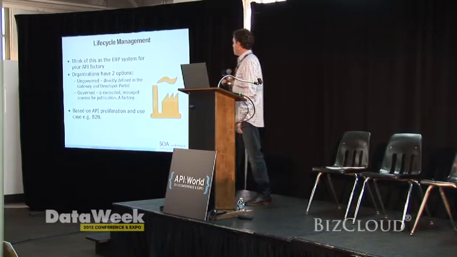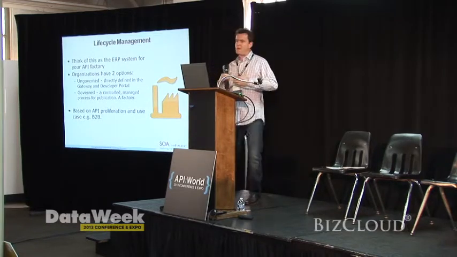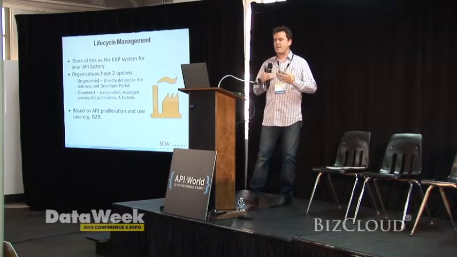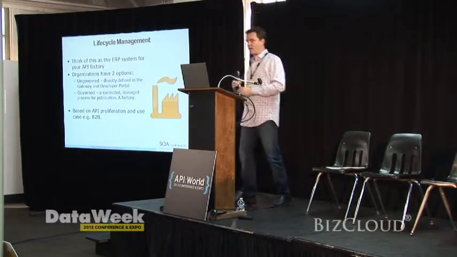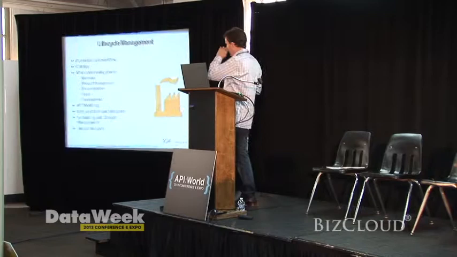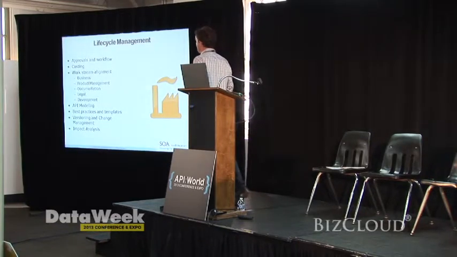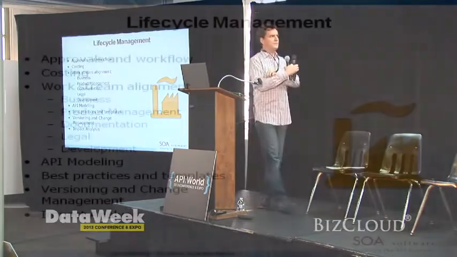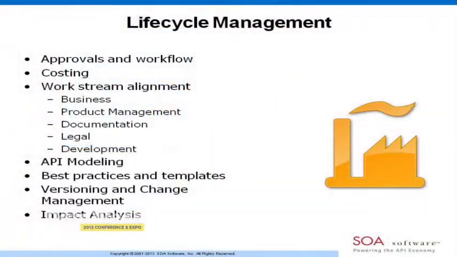The second option is more governed. It's a controlled and managed process for publication, a factory, so to speak, of how do you get these APIs released into the wild. And just to clarify, let me walk down a couple of the capabilities that you need if you're going to be serious about lifecycle management. You need to be able to do approvals and workflow. You need to be able to do costing. You need to align different work streams.